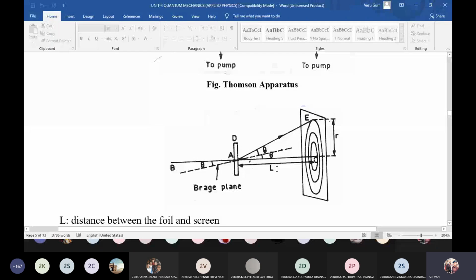As this is round, there is a diameter, and half of the diameter is known as, observe the diagram, parallel we have L. L is the distance between the foil and the screen. Vertically, the total ring diameter is the diameter, and half of the diameter is called the radius.